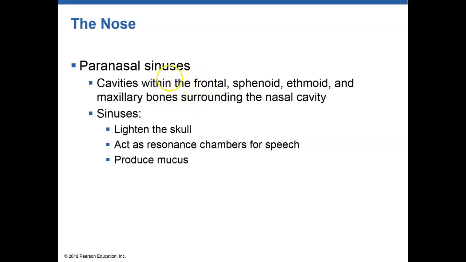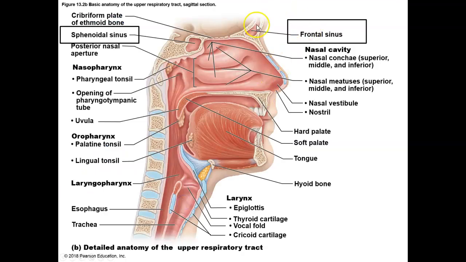There are a total of 8 paranasal sinuses. Wow. So we have 2 frontal, 2 sphenoidal, 2 ethmoidal, and 2 maxillary sinuses. These function in lightening the skull. They act as resonance chambers for speech, and they help in production of mucus. And so here you can see a frontal sinus and you can see a sphenoidal sinus.